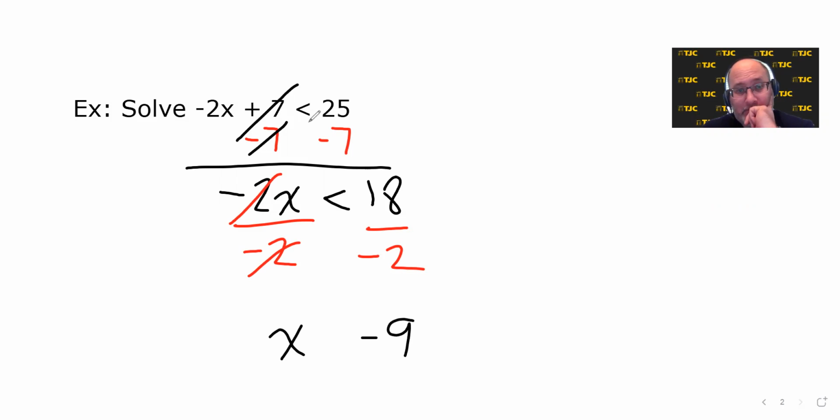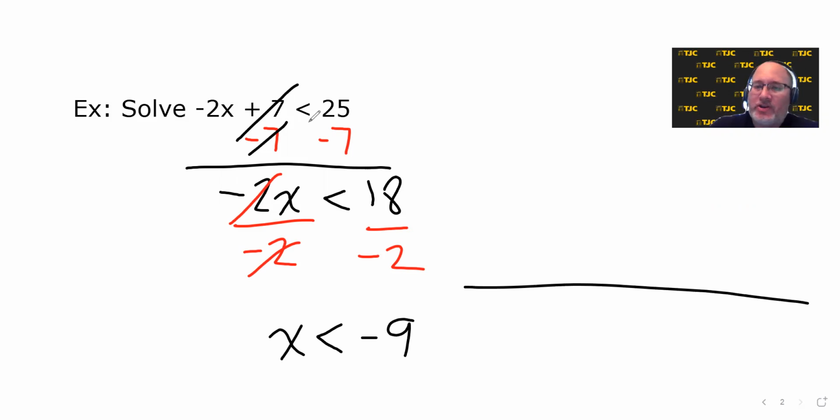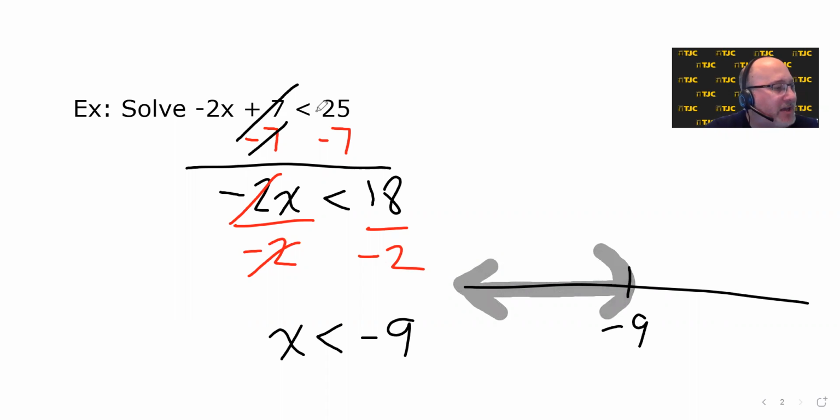However, if I bring down the less than sign, that will actually be the wrong answer. And to convince you of that, I'm going to draw a really quick number line with a negative 9 on it. If our solution is x is less than negative 9, then that means we would shade in the left side of negative 9, parentheses on the negative 9 because it says less than, not less than or equal to. This means that any number to the left of negative 9 should make the original inequality true.